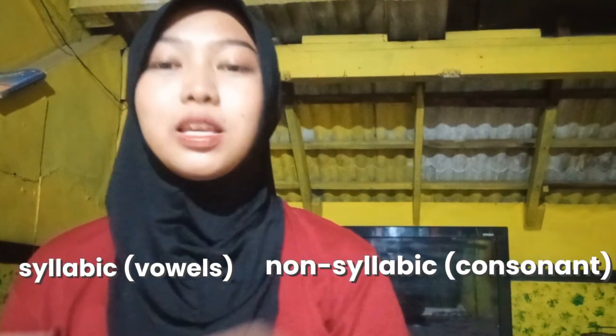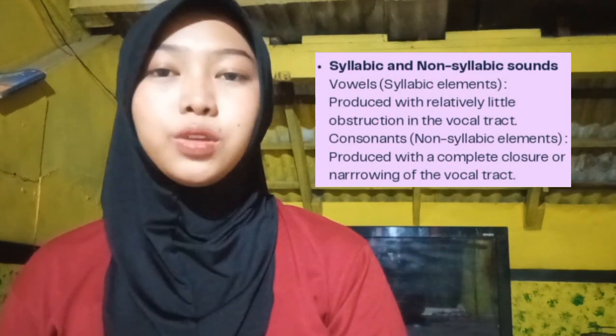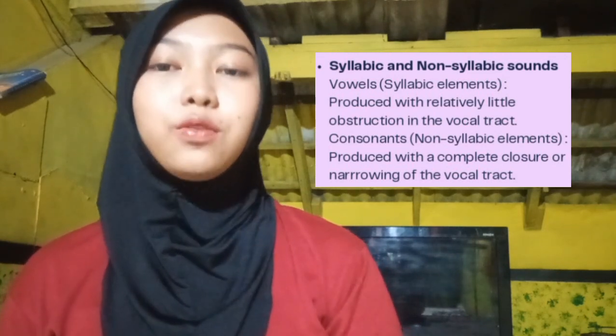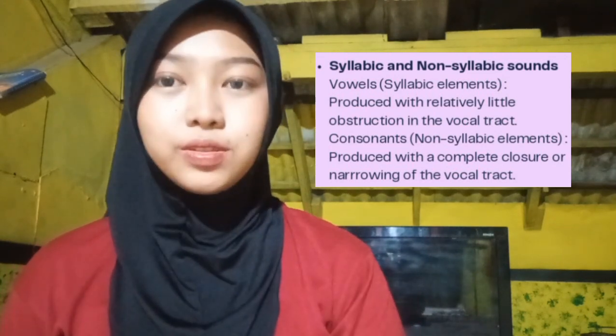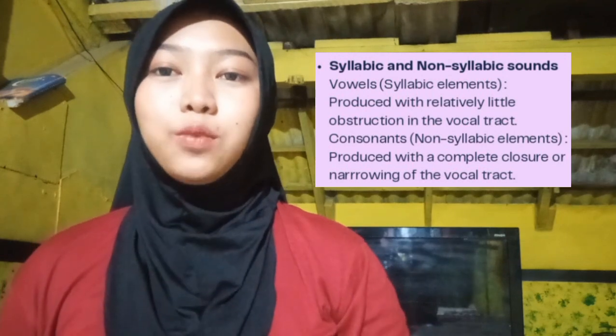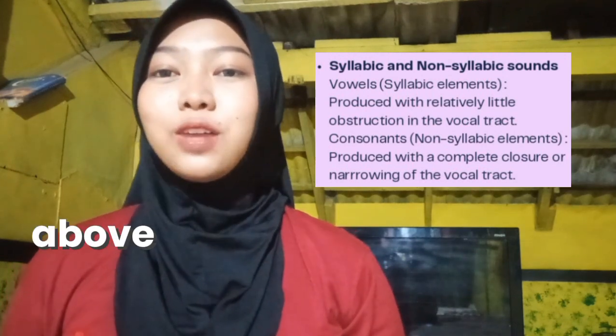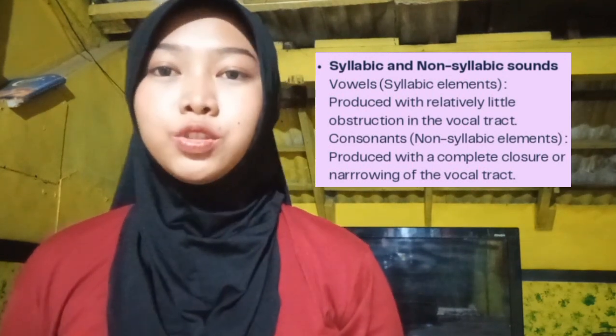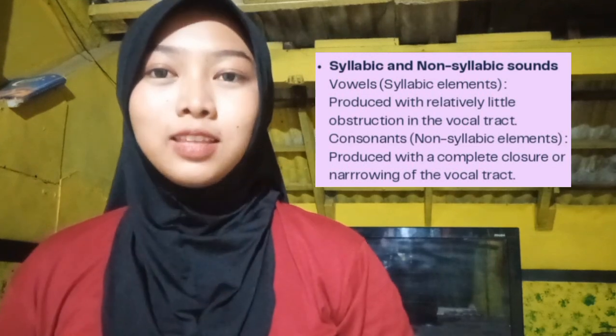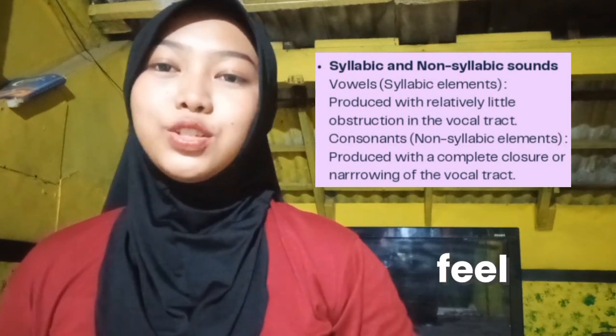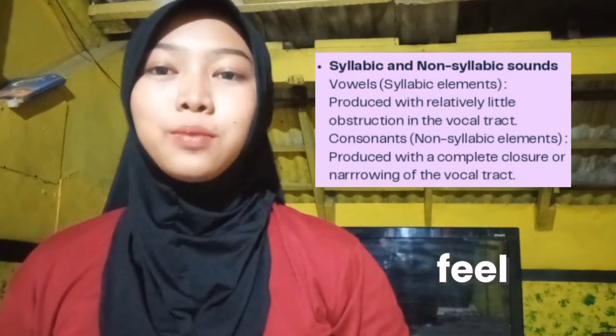A vowel is said to form the nucleus of a syllable. The major difference between syllabic and non-syllabic elements is that vowels are produced with relatively little obstruction in the vocal tract and are more sonorous. For example, in the word above, the initial sound is more sonorous when we produce it. On the other hand, in the word fill, the initial sound is less sonorous than before.